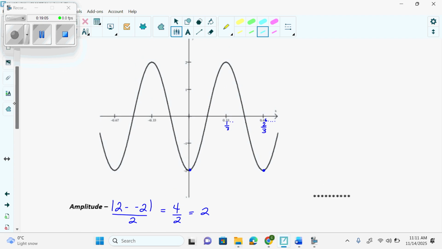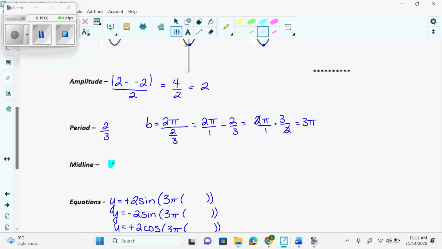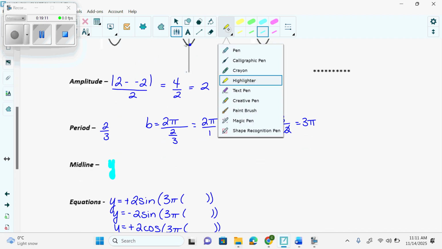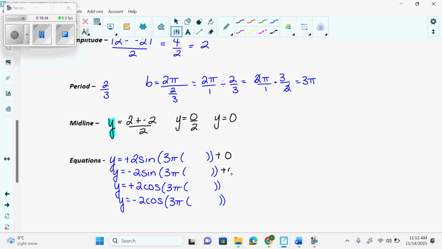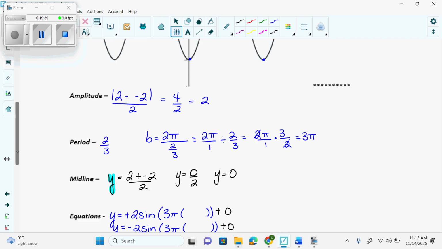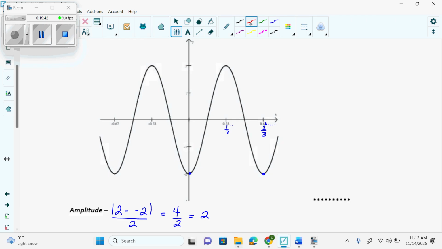Next one, we have 2 and negative 2. Make sure that you write y equals. If you don't have y equals on all your midlines, you're wrong. So it's going to be 2 plus negative 2 divided by 2, which y equals 0 over 2, which y equals 0. So plus 0, plus 0, plus 0, plus 0. And then I go up here and make sure I draw my midline.